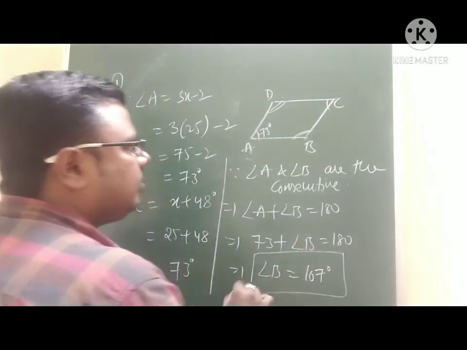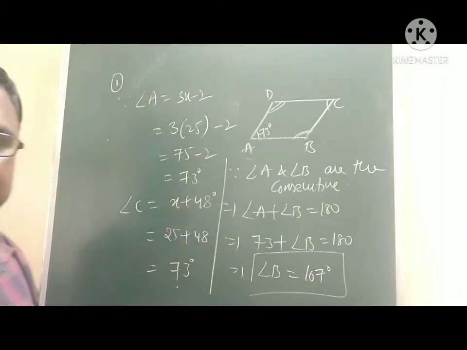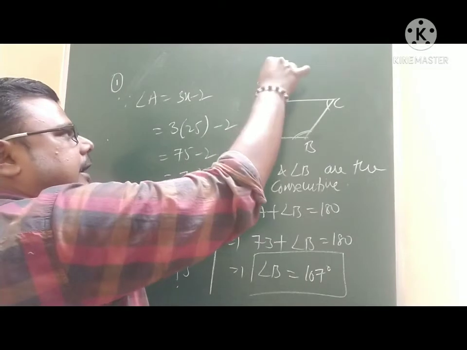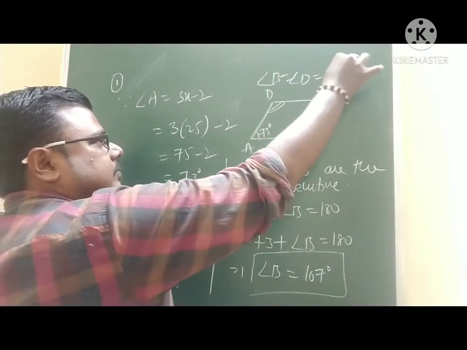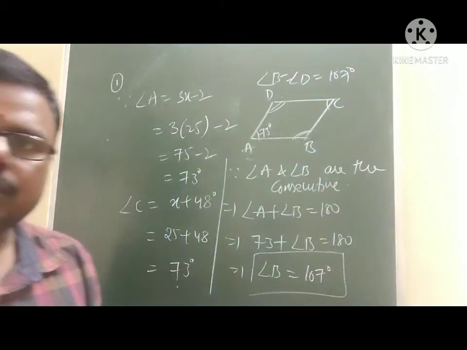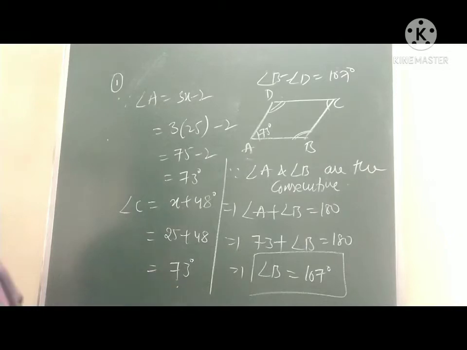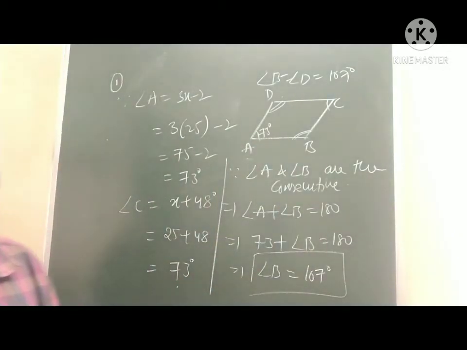Since B and D are equal because they are the opposite angles, angle B is equal to angle D is equal to 107. So one pair of opposite angles is 107 and the other pair of opposite angles is 73. If you want, you can add all four angles, and it will be equal to 360 degrees. So this is the first problem.